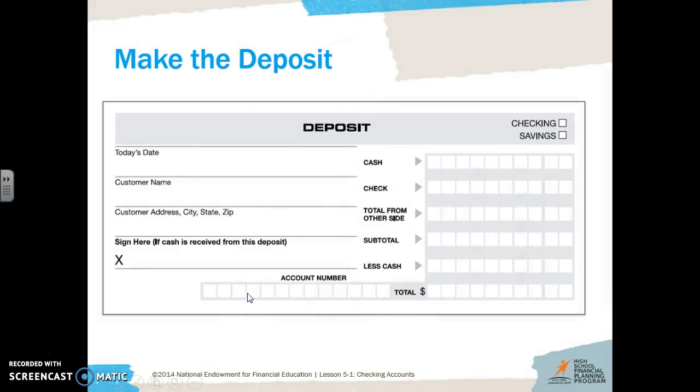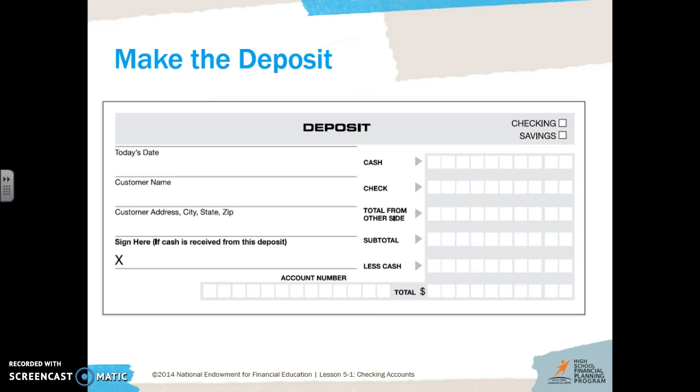And remember, your account number is this bottom number right here. So you could put your account number on, and then you would add up the cash, the check, the total from the other side, subtotal, less cash, and you would total that right up here. We're not going to really worry about less cash in this class. I think deposit slips are kind of becoming phased out. Most people might make a deposit at an ATM and the deposit ticket might not be needed, but it doesn't really matter. Every deposit requires you to designate the account receiving the funds down here and the amount when making a deposit. So we're going to have another activity.